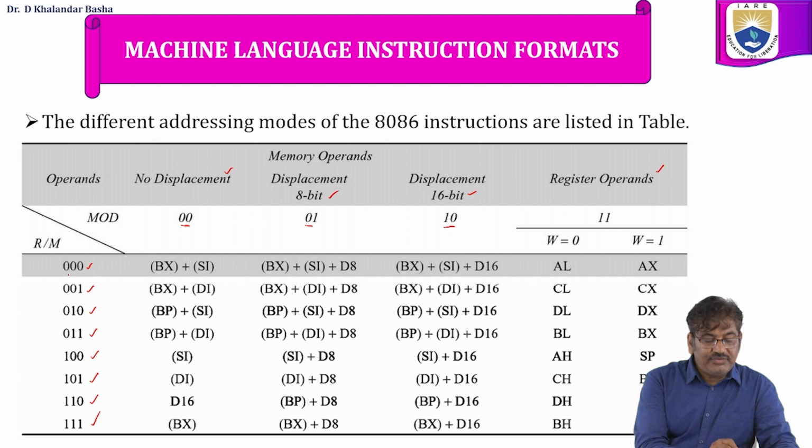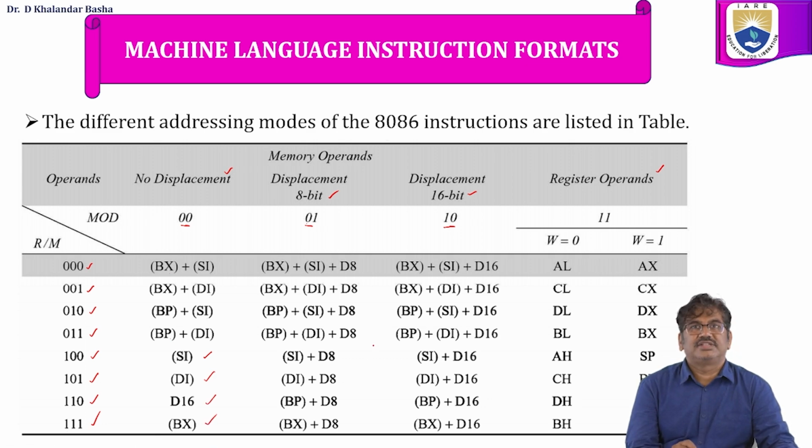When the R/M field is 000, here we can have the BX register and SI register. 001, BX register and DI register. 010, base pointer and SI register. 011, BP, that is base pointer, and destination index register. 100 is for source index. 101, DI register. 110, 16-bit displacement. 111, the BX register. So here we don't have any displacement.